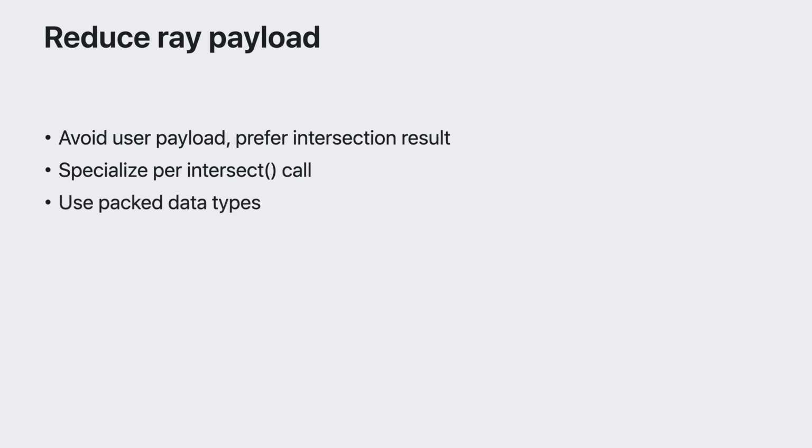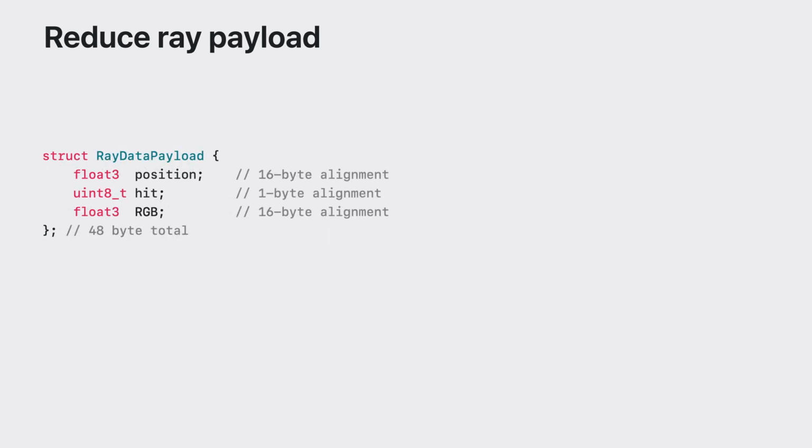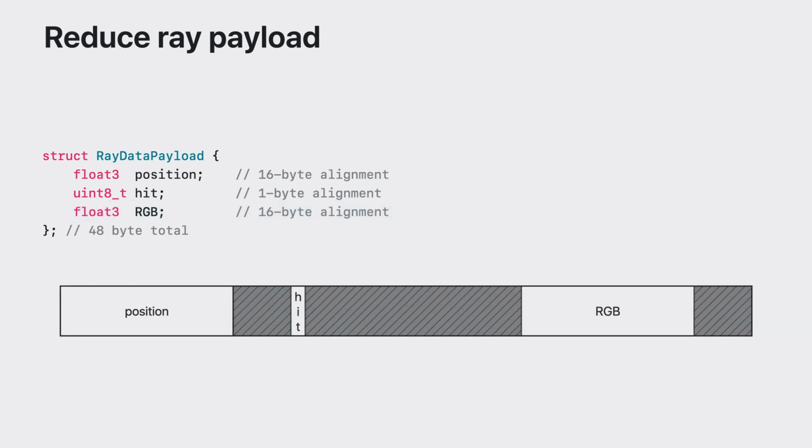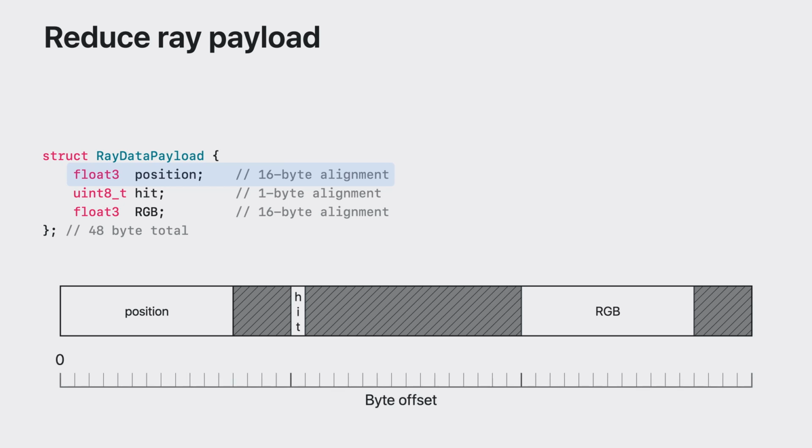Minimize the size of the structure with packed data types and remove any fields that are not needed. Optimizing ray payload usage will result in more rays being processed. For example, consider a basic payload with the intersection position, a flag to indicate a hit, and a color. In memory, the fields would be laid out like this. The position member would be at the start, and due to its size and alignment, the hit flag would be 16 bytes from the start. But then the RGB member is at a byte offset of 32, making an overall struct size of 48 bytes.